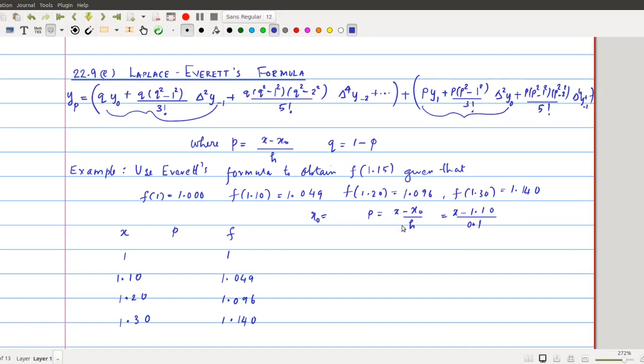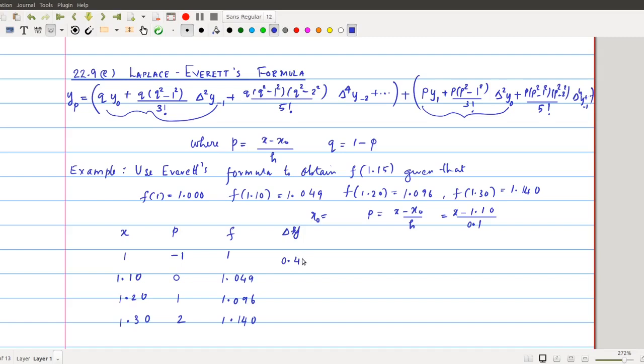Using this p, you can evaluate q by 1 minus p. So first of all, we evaluate p. Our x naught is this, so we write p is equal to 0 here, and here we have minus 1, and 1, and this is 2. So these are the p values. Let's complete the table. Delta y is the difference between these two, so that will be this minus this, so that is 0.049.